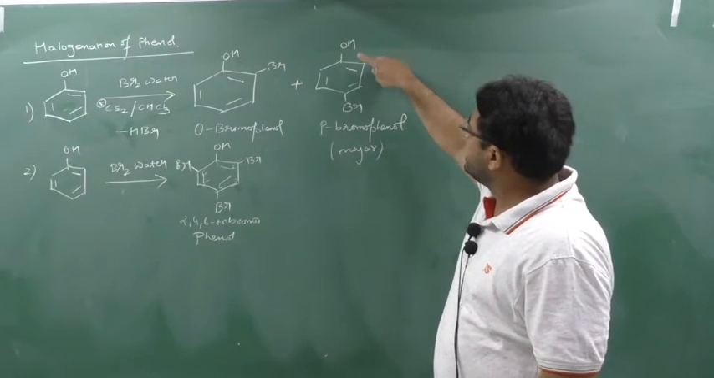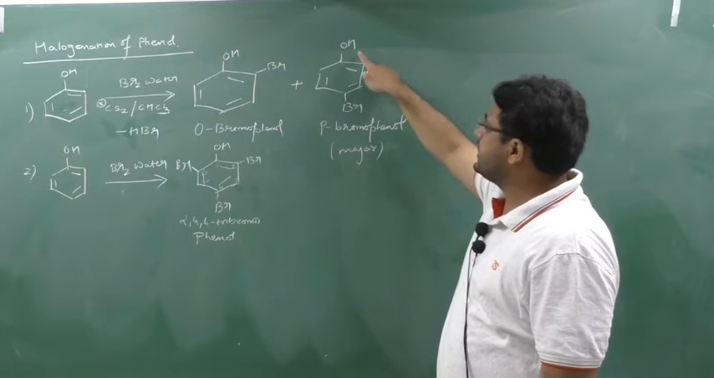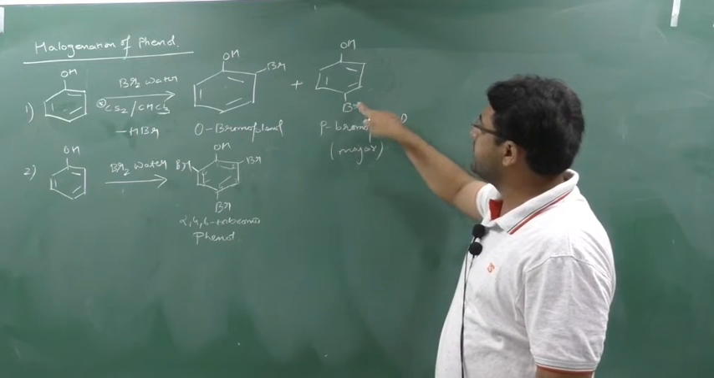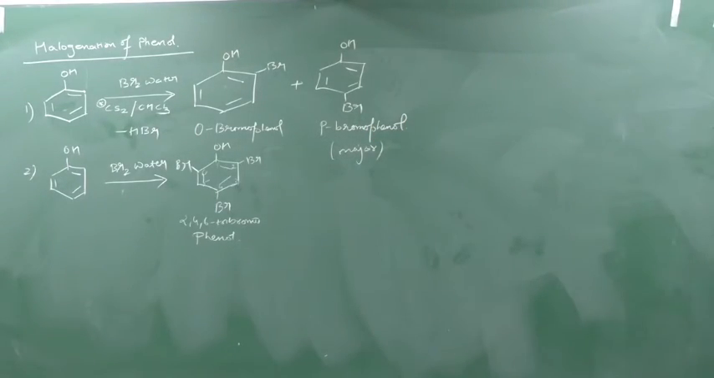Now here OH and Br. Br is very far away from the OH. See this. Okay, so steric hindrance reduces. When steric hindrance reduces, stability increases. So P-bromophenol will be major. Clear? So this you have to understand.